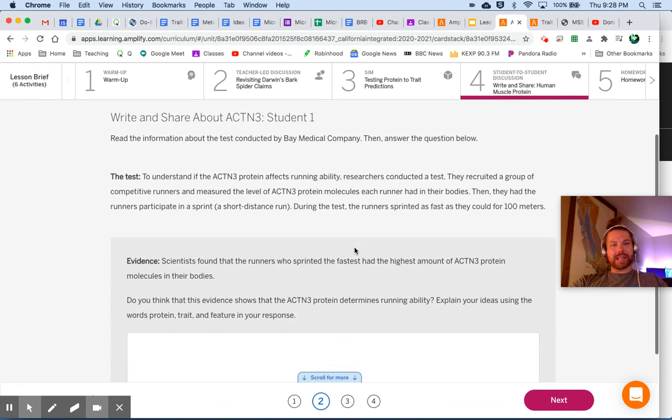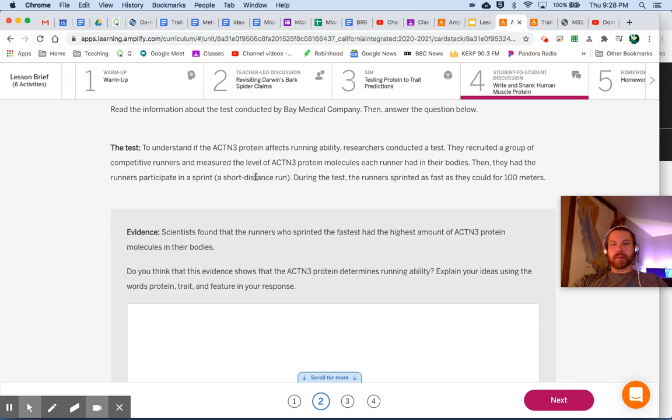Make sure you answer this question. Do you think that this evidence shows that the actinin 3 protein determines running ability? Explain your ideas using the words protein, trait, and feature in your response. Okay, so there's 3 results for the tests right here, and then answer each one, and then we'll move on to the homework. Homework is pretty basic.